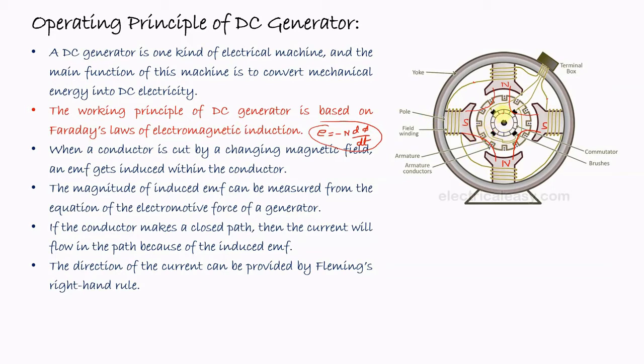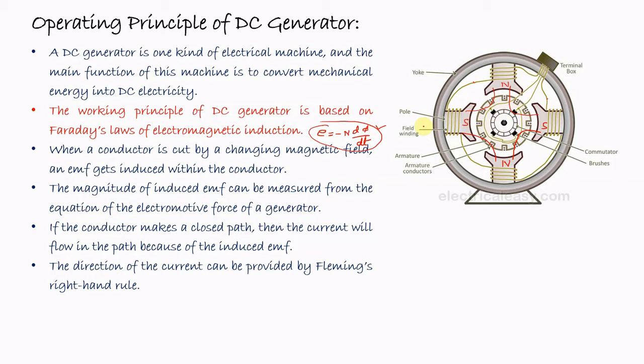Remember one thing: when the current flows from the armature winding to the external circuit, it passes through the commutator, and this commutator changes the EMF produced in the armature from AC to DC, because the EMF produced by Faraday's law of electromagnetic induction is always AC in nature. So the commutator converts this AC EMF to DC EMF, and unidirectional current flows to the external circuit. This is the basic operating principle of the DC generator.